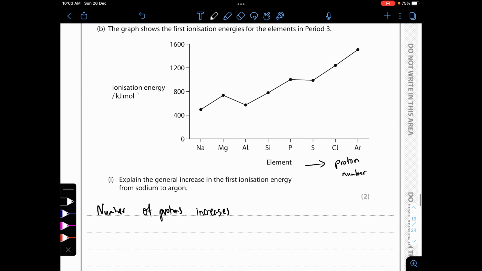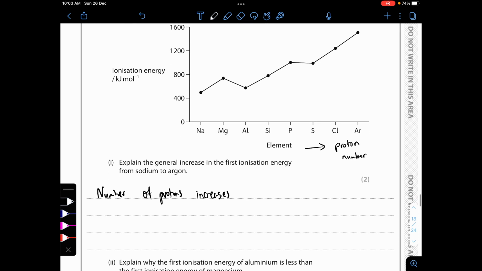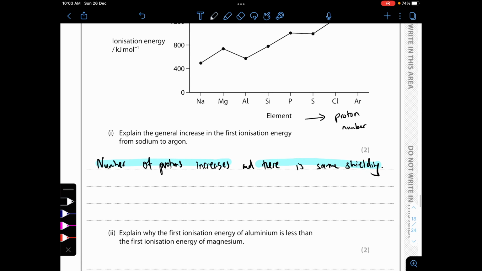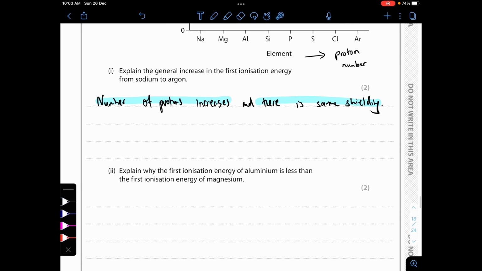If the number of protons is increasing, we still have the same level of shielding. That's something else you have to add to get the second mark. And there is the same shielding. That's all I need to say. So we'll get protons increase and same shielding. Next we have: explain why the first ionization energy of aluminium is less than the first ionization energy of magnesium.